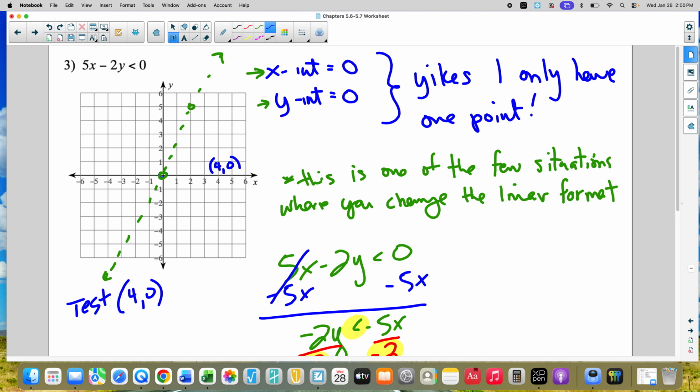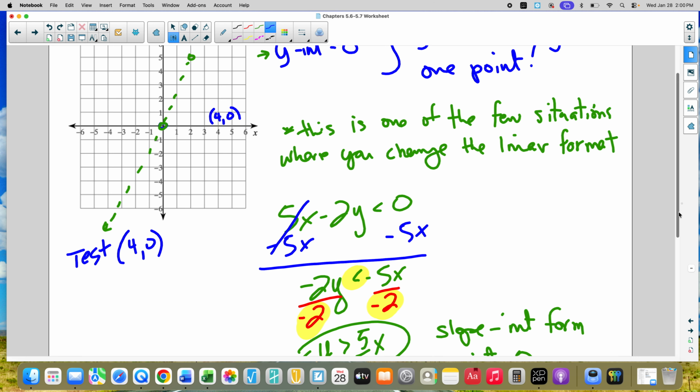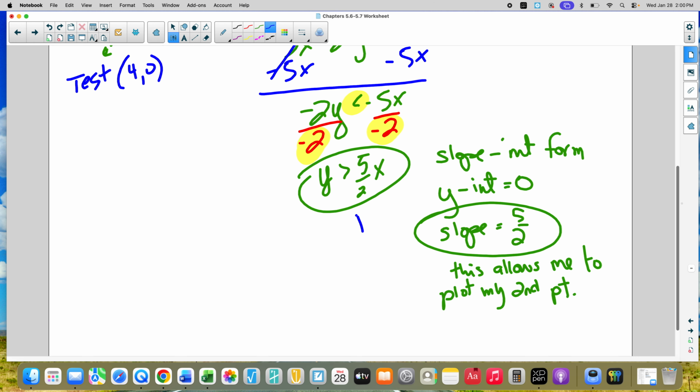Now, I can use this equation, or I can use this equation. I would not choose to use this because what if I made a mistake? This might be wrong if I made a mistake when I was isolating the variable.